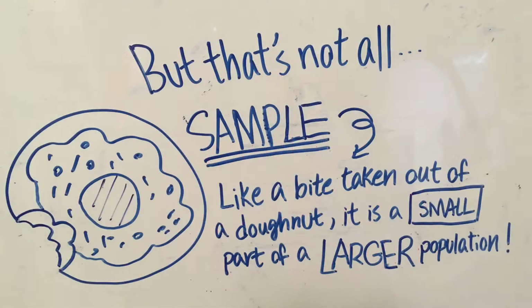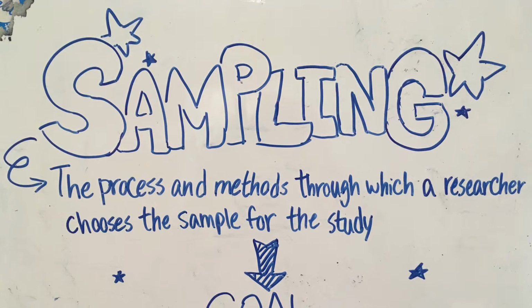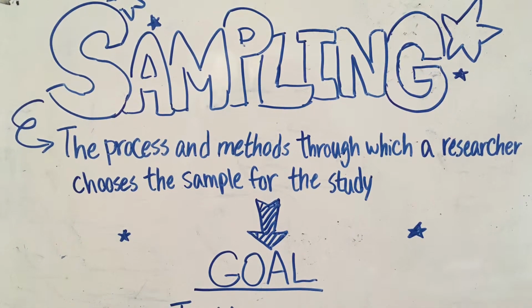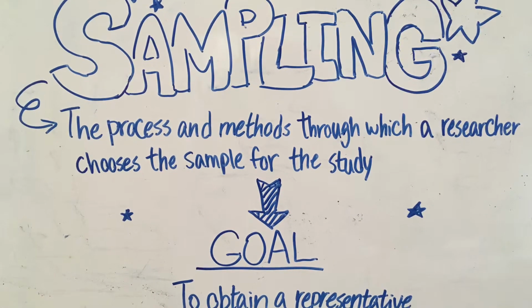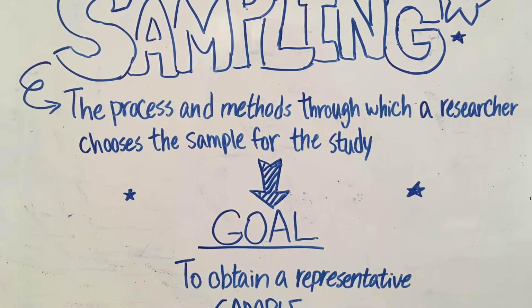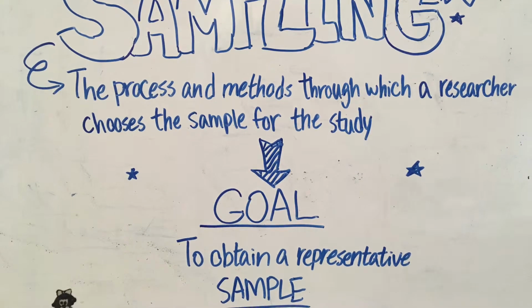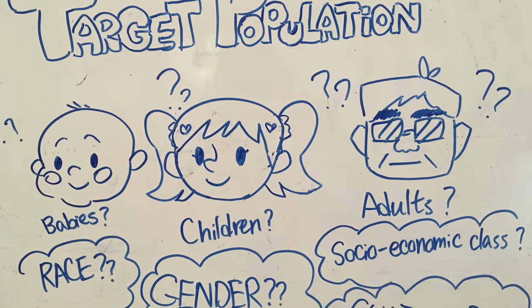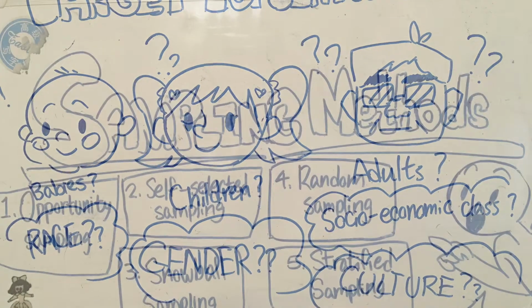A group of participants forms a sample, the nature of which can greatly affect the accuracy of the findings of the study. Sampling is the process and methods through which a researcher chooses the sample for the study, the goal of which is to obtain a representative sample, which is a sample that is representative of the target population, which is the specific social group that the researchers are interested in studying.